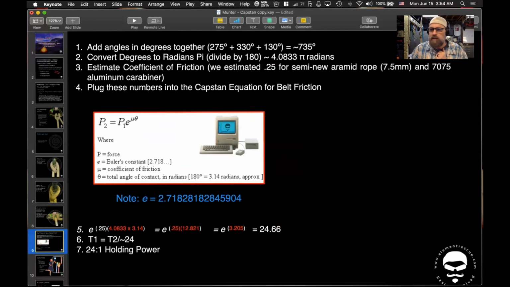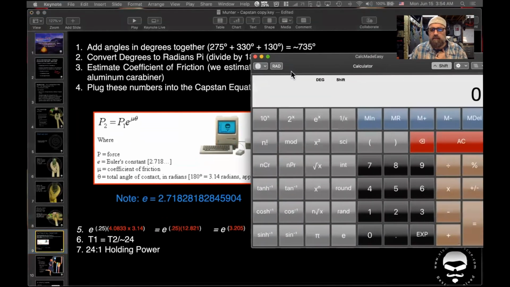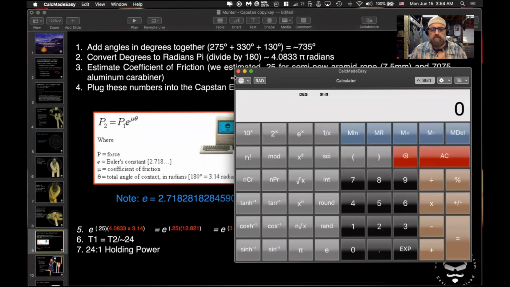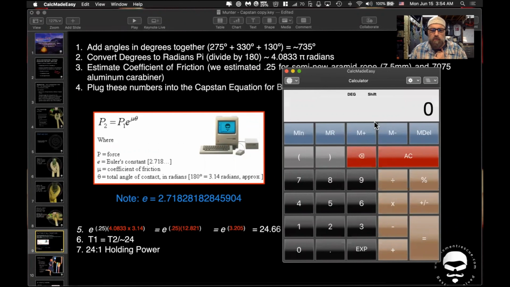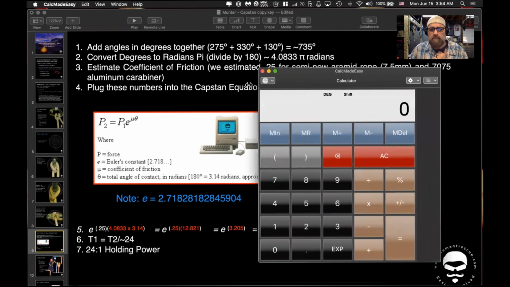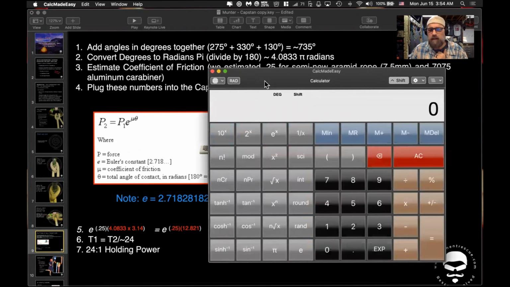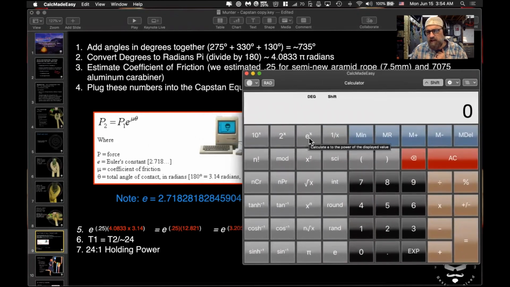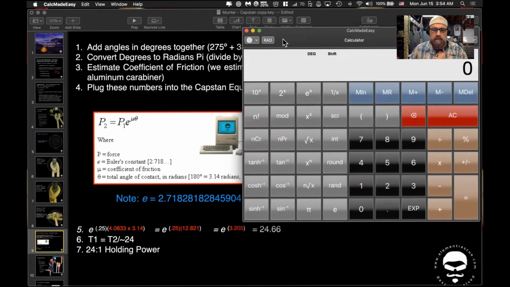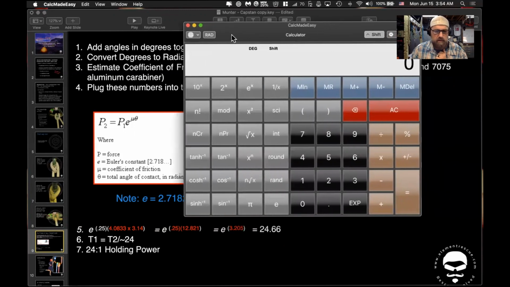So I'm going to bring a calculator over. Most calculators have a little bit of capability of doing Euler's on it, or some sort of scientific capability. This is from Calc Made Easy. It's free. You can get a free one on any of the app stores, but the ones that come on your Macintosh or whatever system you're using usually have it. What we're worried about is this sign right here, which is just the E as in Euler's constant, and the X. The X is what we're going to be plugging in for the exponent.